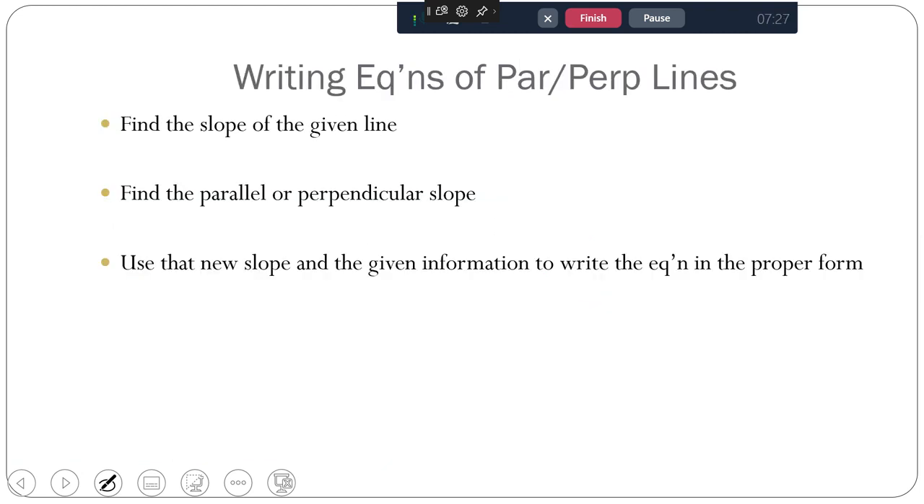Writing equations of parallel and perpendicular lines. We need to find the slope of the given line. Then find the parallel or perpendicular slope, whichever slope they're asking for. Then we are going to use that slope and the given information to write an equation in proper form. We are wanting to write in y equals mx plus b. We are not going to use the original equation. We are going to use our new slope and whatever information that they give us.